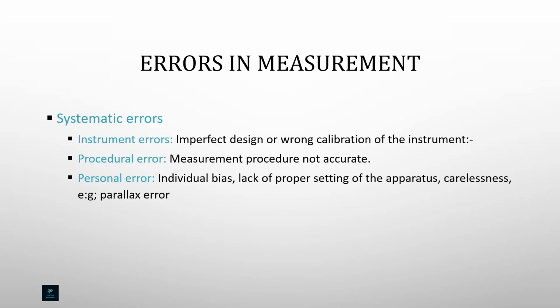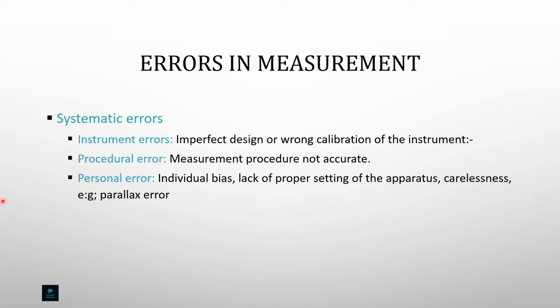Since no measurement is error-free, the question arises, what are the sources of error? The errors can be systematic errors, which includes instrument errors, procedural errors, personal errors. Instrument errors occur due to the imperfect design of the instrument or wrong calibration of the instrument. Procedural error occurs due to the measurement procedure not being accurate.